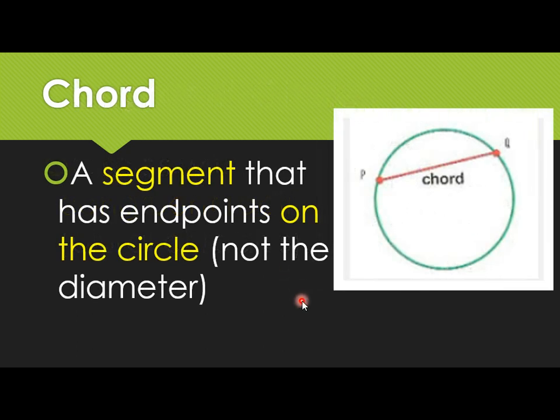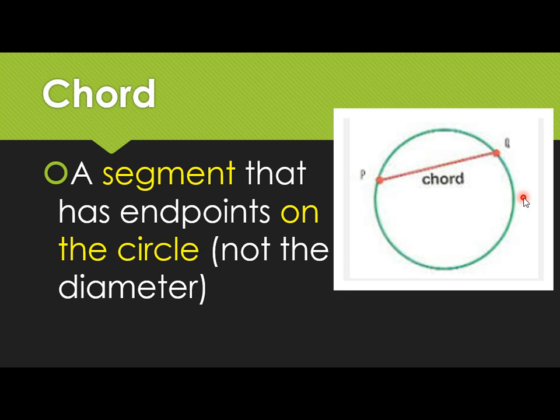Okay, next we have a chord. A chord is our last segment. A chord is a segment that has endpoints, P and Q, you can see them in the picture, endpoints on the circle, but it's not the diameter. So true or false, is the diameter a chord?